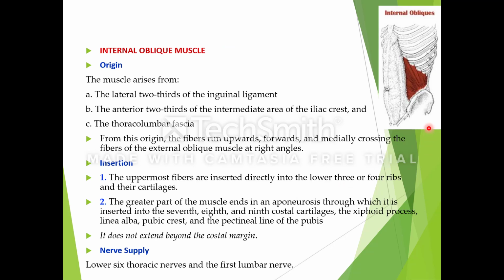Now the internal oblique muscle will originate from below. See here, it will originate from the lateral 2/3 of the inguinal ligament. This lateral 2/3 is very important. It also originates from the anterior 2/3 of the intermediate area of the iliac crest, not from the outer lip, but from the intermediate area of the iliac crest. And it also originates from the thoracolumbar fascia.